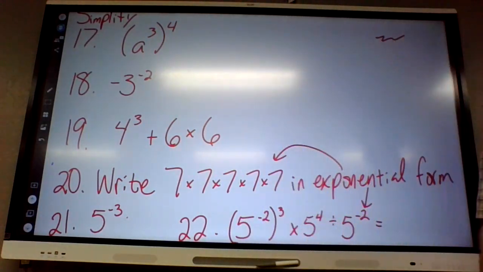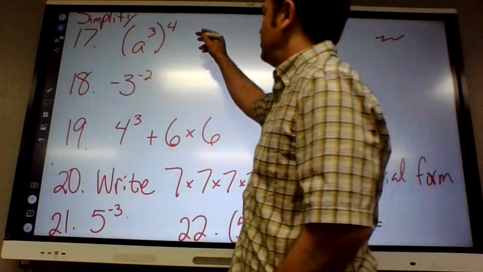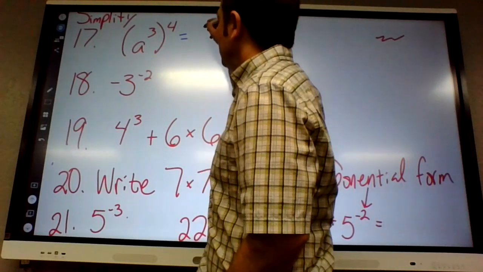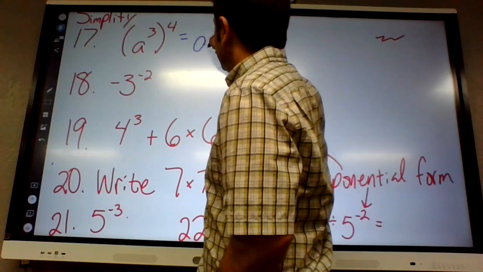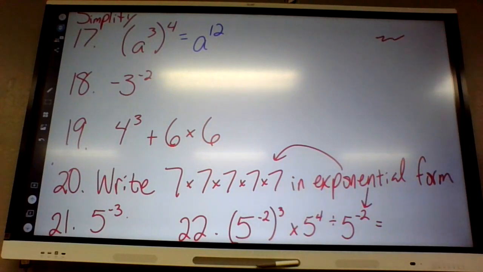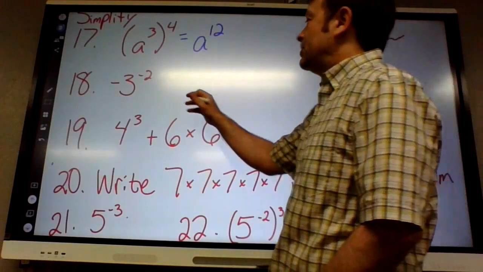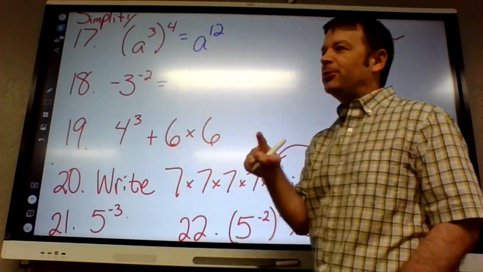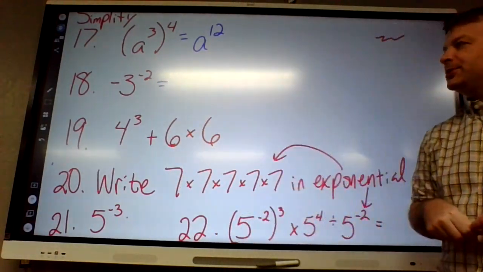Okay, I think Abby, do you remember how we did 17, Abby? 3 times 4. Yes. So it's a to the 12th. You guys remember that? I didn't put any of the harder ones on here because in about 7 chapters, we are going to see exponents again, and it'll kind of be hard again, but on that test there are harder versions, like we did on the worksheet.